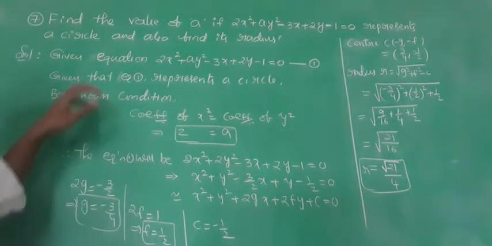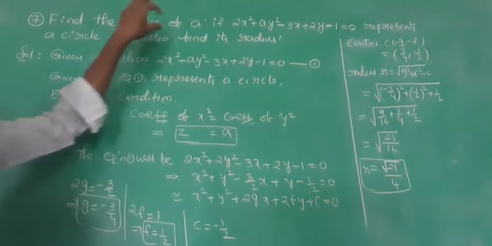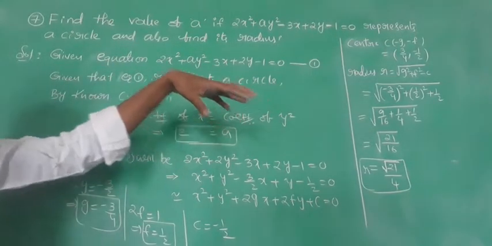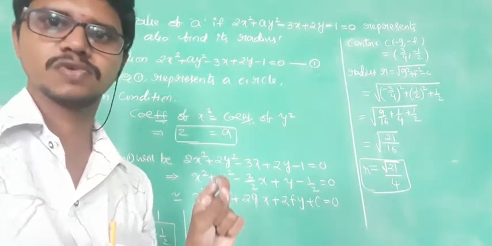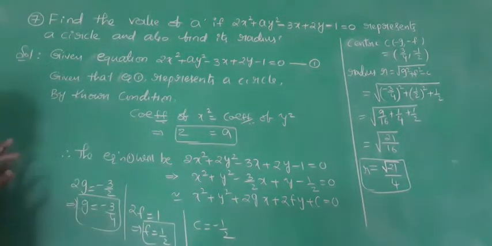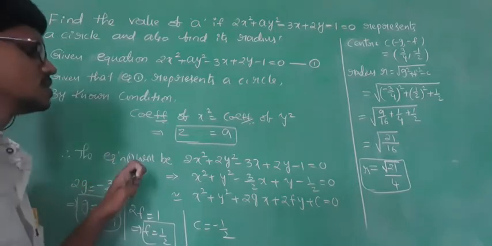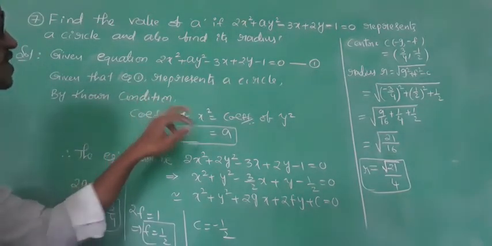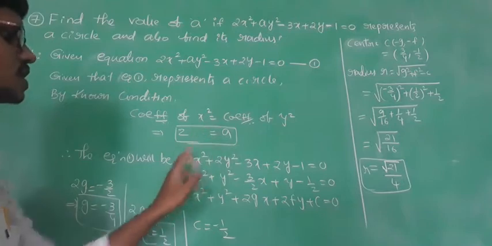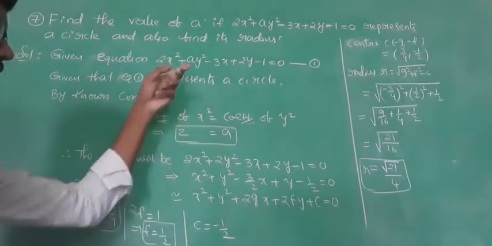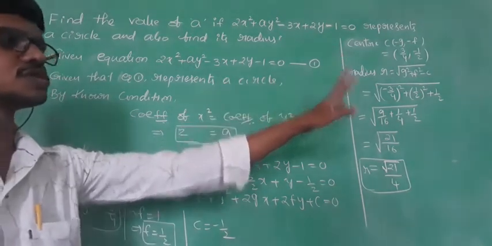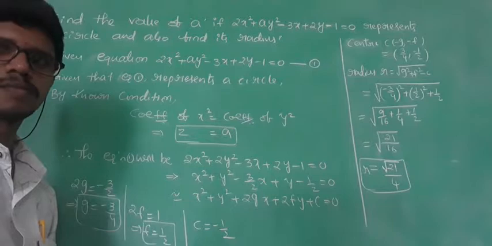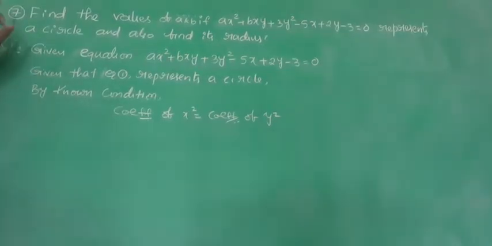Clear? Here an equation is given, and it represents a circle. Already we know that when a second degree equation represents a circle, the coefficient of x square and coefficient of y square should be equal, and the coefficient of xy should be 0. So here the coefficients of x square and y square are equal, so a is equal to 2, and substitute a is equal to 2 in the given equation, we get the circle equation. From this you have to write g, f, c and substitute in the radius formula. Clear?